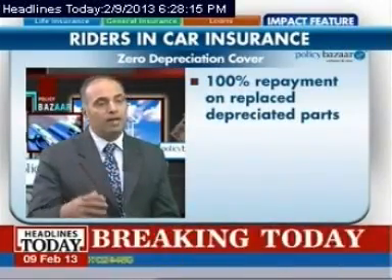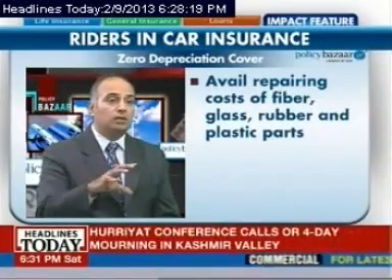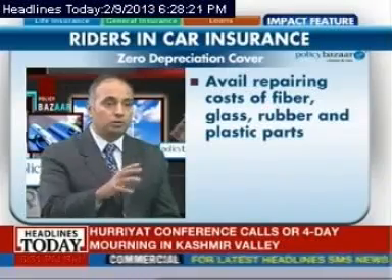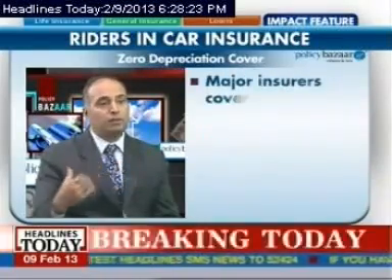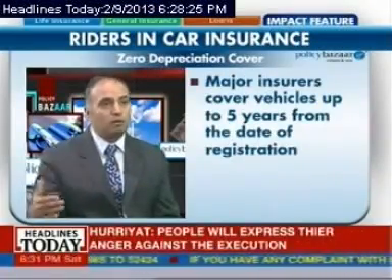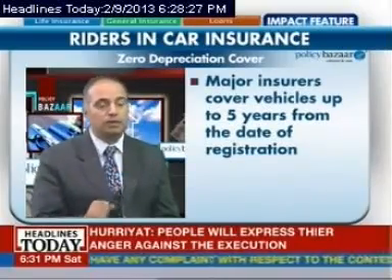That's a rider. What that implies is, as a car depreciates, if it has a total damage, you get back what you paid originally in the original invoice. So if the original invoice was 5 lakhs and the car after depreciation is 3 lakhs, if it has a total damage, you still get the 5 lakhs.